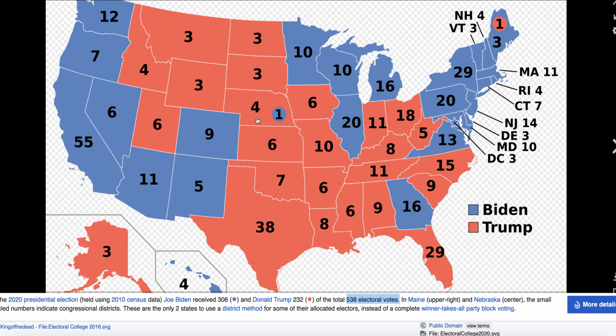So each state, you see North and South Dakota, Wyoming, Montana, and say Vermont, only have 3. Two of these are senators. So they have 1 congressman for their whole state. Whereas Minnesota, for example, take 2 away for the 2 senators, we have 8 members of Congress, members of the House of Representatives.